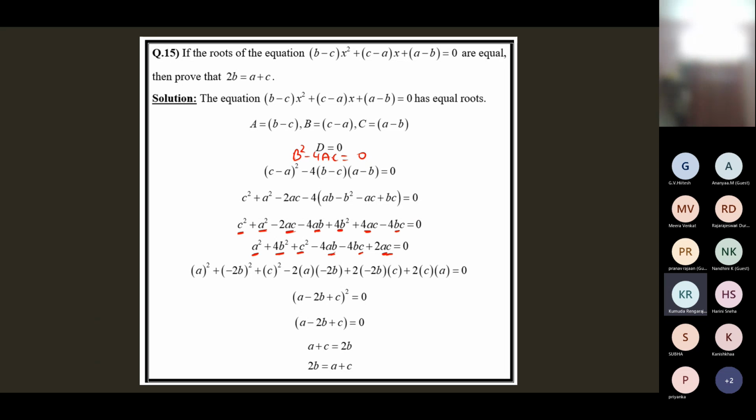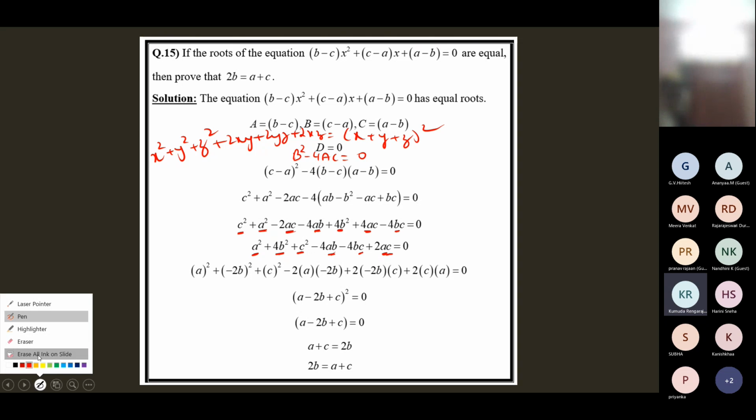So now this reminds you about this identity: X square plus Y square plus Z square plus 2XY plus 2YZ plus 2XZ is equal to X plus Y plus Z the whole square, 9th standard. Because in this identity also you need 6 terms. Here also you need 6 terms.